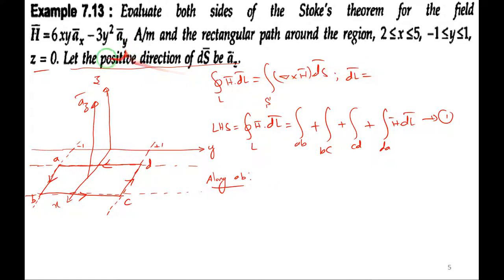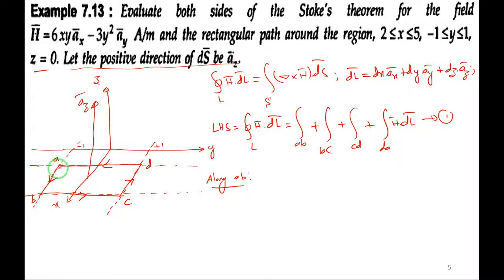Observe that the h vector is in the Cartesian system, ax, ay, az, right? So I will write the dl vector in the Cartesian system. You know it: dx into ax plus dy into ay plus dz into az. Next, the first integral I am taking is the line integral of AB, so along path AB I have to find h dot dl.